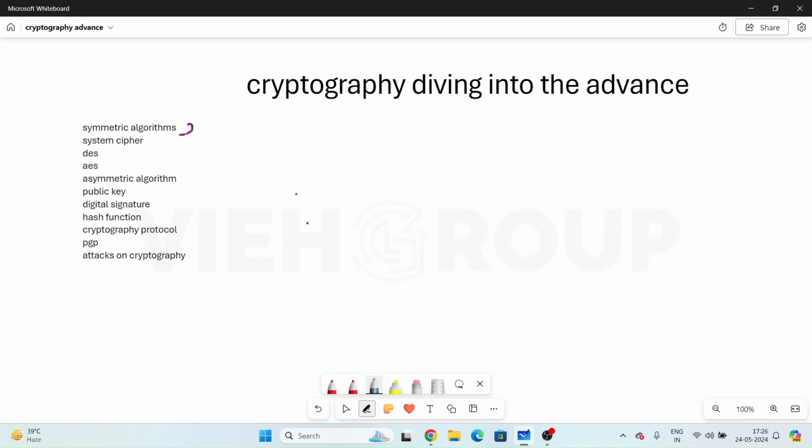First one is symmetric algorithm. Refocus again. Remember symmetric encryption? You know the encryption, right? Converting plain text into ciphertext, using some key for locking, encrypting, and for unlocking, decrypting. Today we are going deeper. In symmetric algorithm, we are going to learn stream cipher, DES, AES.